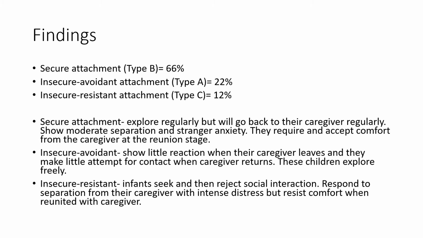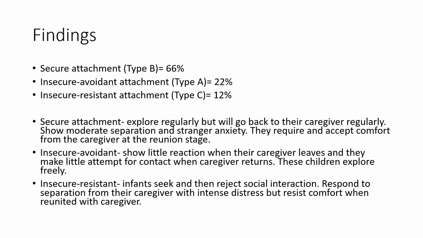Now, in all sorts of studies that have been conducted, we tend to see type B as being the highest. So in Ainsworth, we have 66% of infants showing a secure attachment. That is the most frequent one. Okay, and insecure avoidant, we have 22%. So that always sits in the middle normally in research. And insecure resistant is the less typical one, and we find 12% of infants showed this in Ainsworth's research.